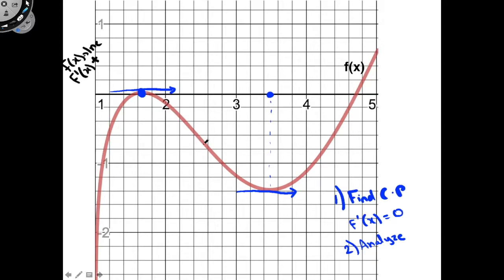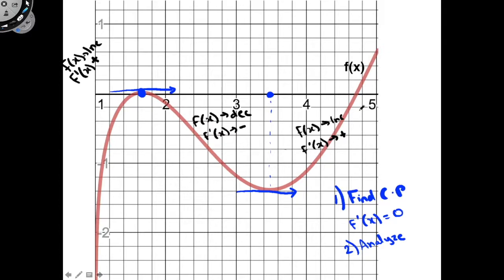What about on this interval? Well, f of x is decreasing, right? And therefore, f prime of x is going to be negative, right? Last but not least, in this interval here, f of x is increasing, and therefore f prime of x is going to be positive. Okay.